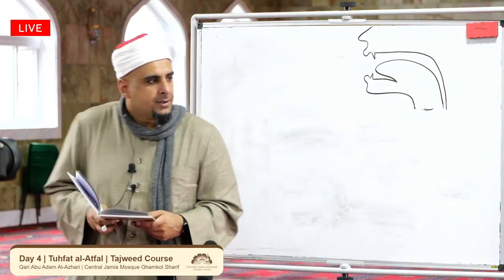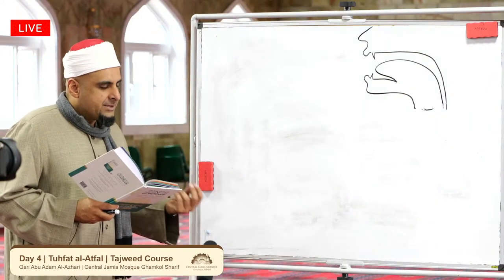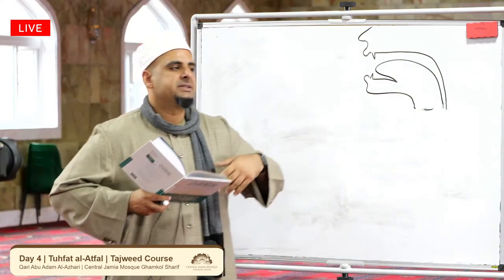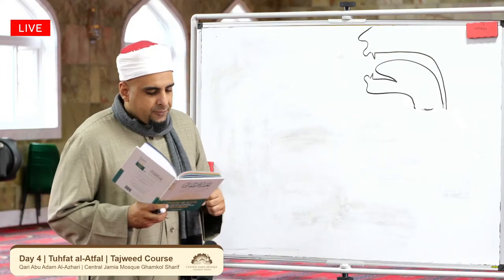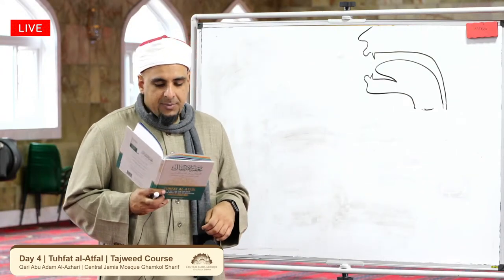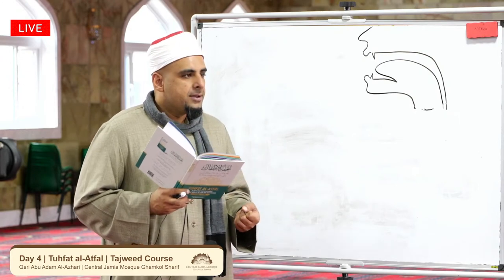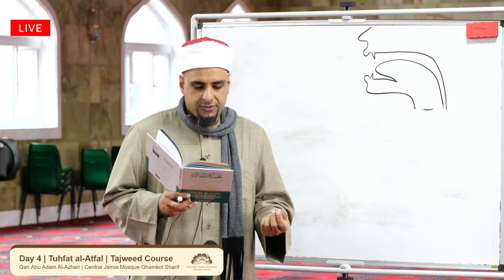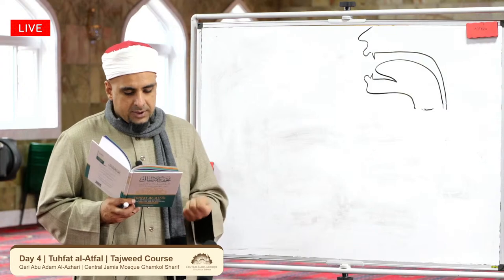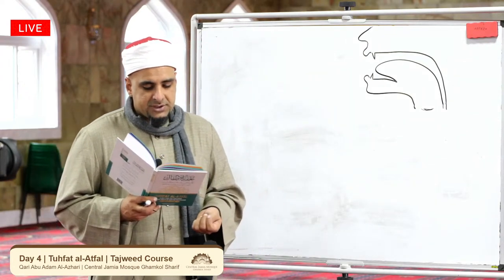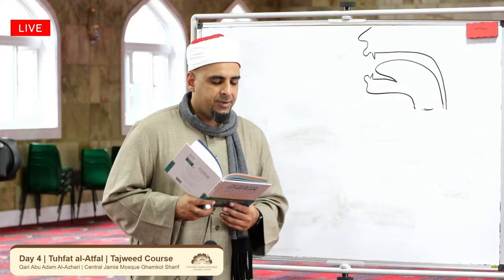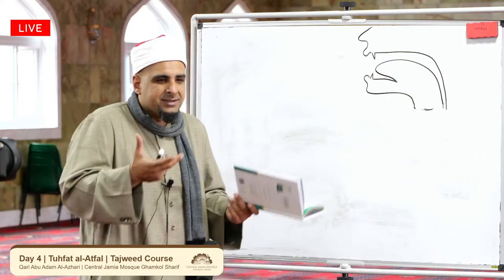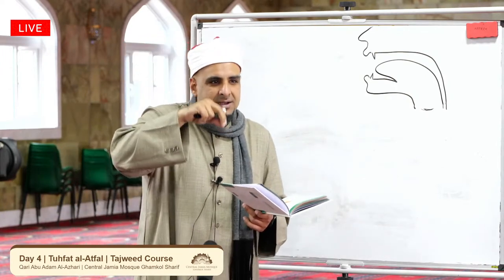Makhraj. So makhraj is singular, makharij is plural. Makhraj means one, makharij means many. And it refers to the actual place where the letters of the Arabic language originate. So the way I normally describe it is where they're born from. Where the letter is born from. Also sometimes called the points of articulation in English. When you read the modern English Tajweed books, they use the word articulation, to articulate something. So point of articulation, where the actual articulation takes place.